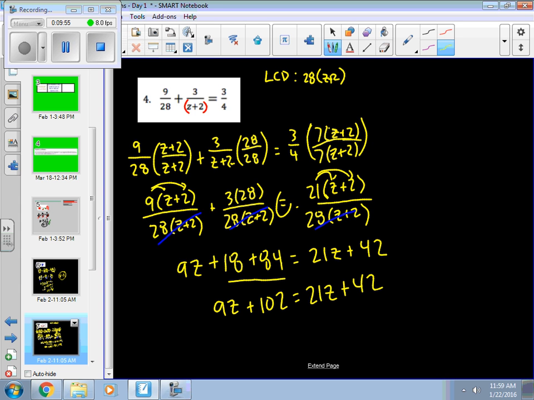If we keep solving here, we could minus 9z and minus 42, so we're going to get 60 on that side, 12z on this side, and if we divide, looks like z ends up being 5 here. Okay, do a quick check. If we plug that back in, are we going to be okay? Yeah, if we put 5 in, we're going to be fine.